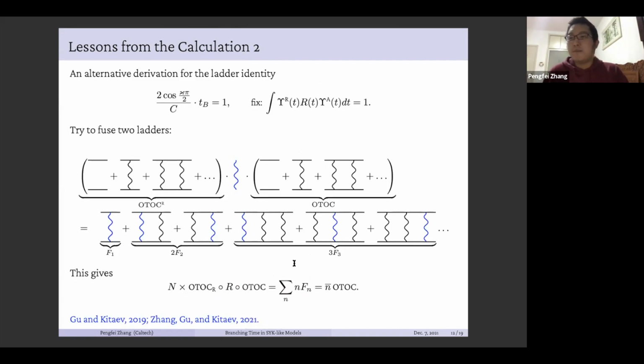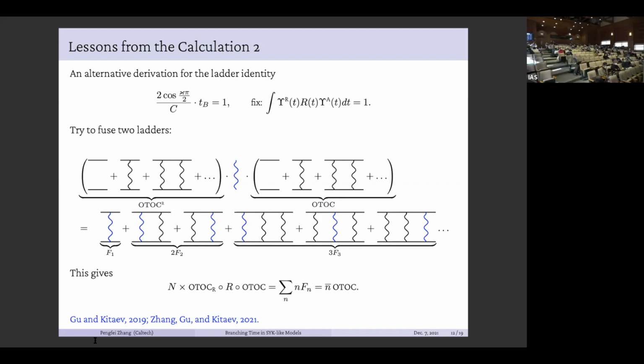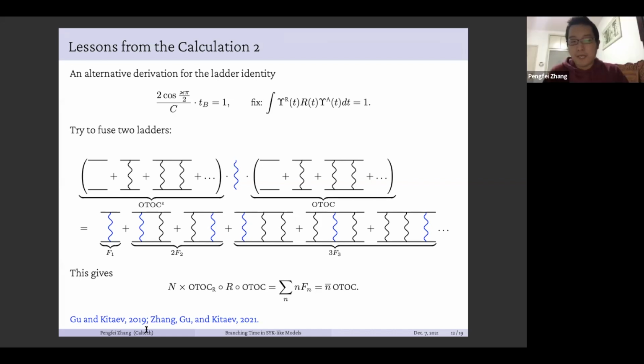So this simple calculation also gives us an alternative derivation for the so-called ladder identity. The ladder identity, originally derived in the previous work by Pengfei and Alexei, is a relation between this quantum Lyapunov exponent, this C, which is the coefficient of the OTOC, and this branching time. So to derive an equation containing this factor C, we need either some inhomogeneous equation or some nonlinear equation for the out-of-time-order correlator.